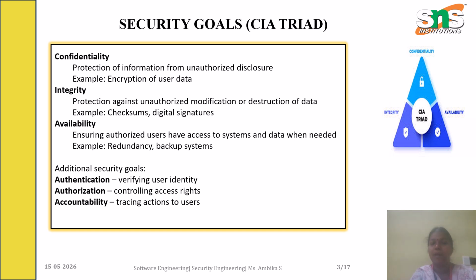Apart from this, some additional security goals are authentication, authorization and accountability. Authentication is verifying the user identity. Authorization refers to controlling the access rights. Accountability is tracing the actions of the users.